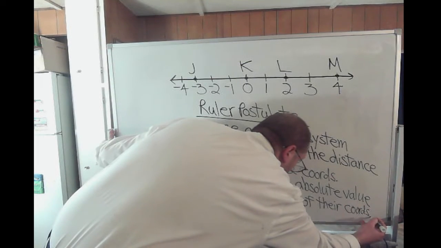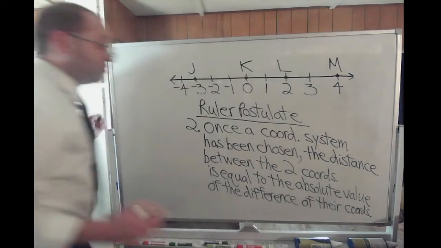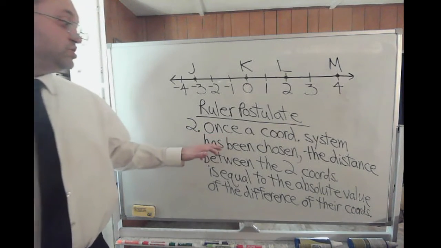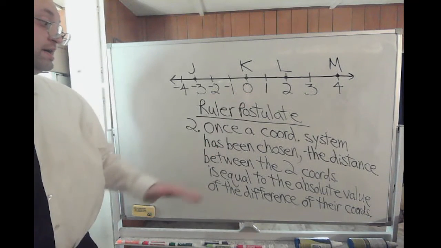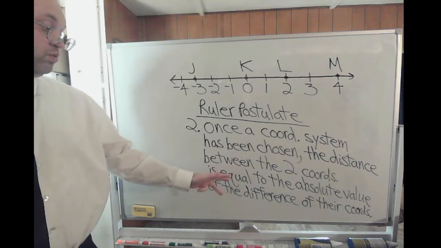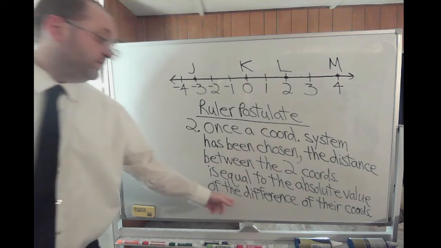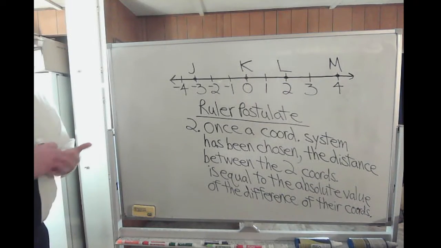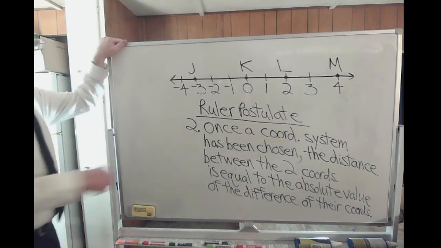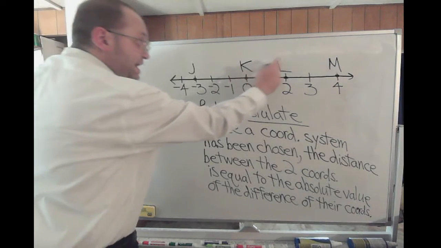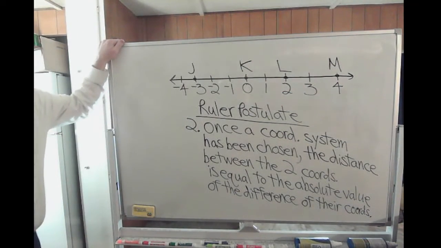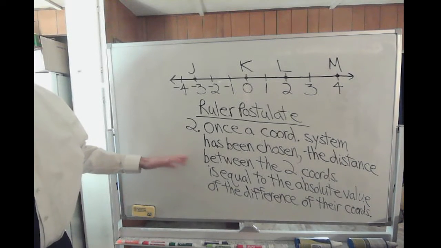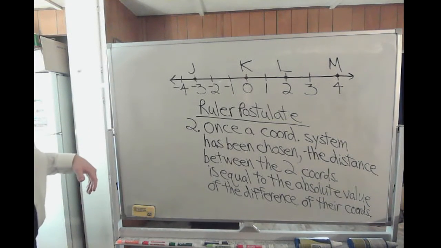Alright, so part 2 of the ruler postulate states that once a coordinate system has been chosen, such as what we got here, the distance between two coordinates is equal to the absolute value of the difference of their coordinates. So we demonstrated that already when we found the length of JK, of KL, and LM. So yes, we've seen the ruler postulate at work on both parts here.